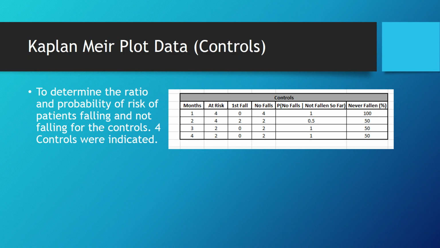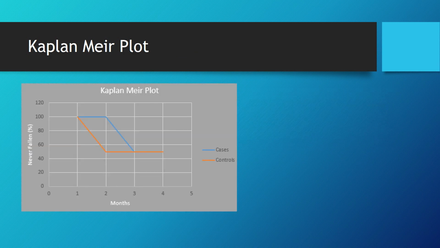So we would do the same thing, but with the controls. In this case, it would be to determine the ratio and probability of risk of patients falling and not falling for the controls. 4 controls were indicated, and in this example, the first one, 4 were at risk, 0 with the first fall, 4 with no falls. The probability is 1, which is 100% has never fallen. And once you graph those two with the cases and controls, it looks like this.